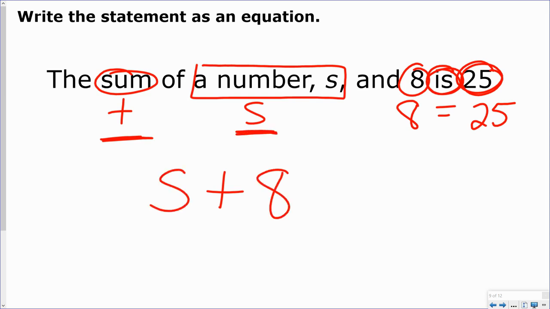8. So here's my s and my 8. And that is going to equal 25. So the algebraic equation that represents the sum of a number s and 8 is 25 is s plus 8 equals 25.